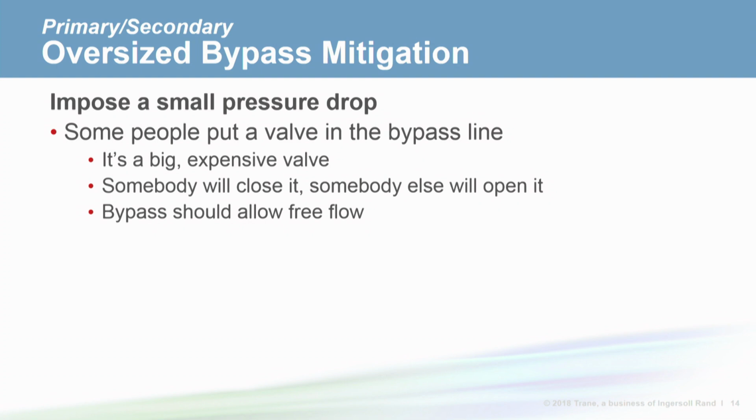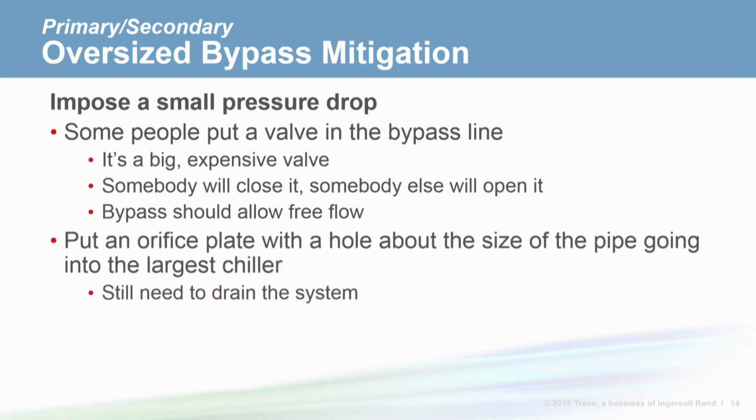Recall that the bypass line in a primary-secondary system should allow water to flow as needed. So a better option is to put an orifice in the line. That can simply be a plate with a hole in the plate. This imposes a pressure drop, but allows water to freely flow in either the surplus or deficit direction.